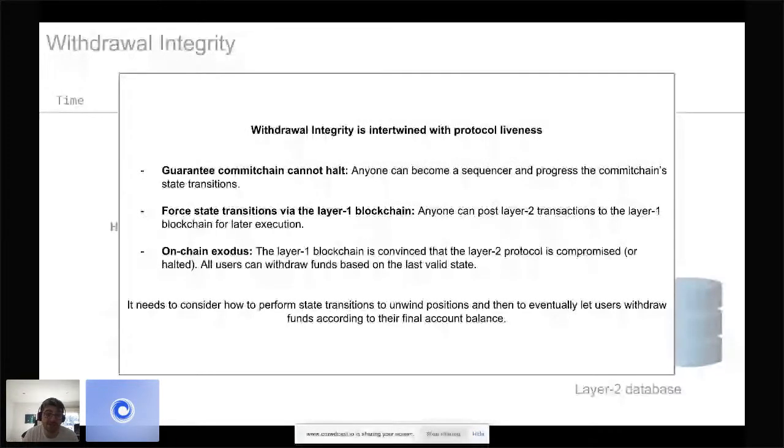Now the problem with withdrawal integrity is that if the rollup only performs transfers, then it's really easy. Everyone has an account balance and I can just withdraw my funds. If it's a smart contract platform and there are smart contracts on the layer 2, then for me to withdraw my funds, I need to unwind my positions in the smart contract. So if I'm an LP in Uniswap, I need to get my funds out of Uniswap into my account, and then I can withdraw my funds. And so really the only good solution to this is to force state transitions via the layer 1 blockchain. That's probably the ideal solution for this.